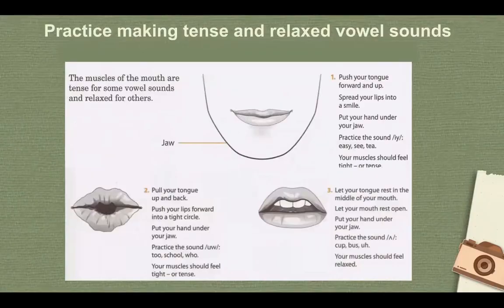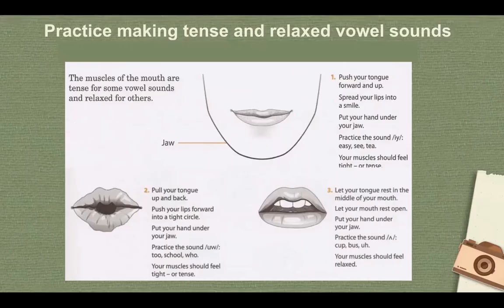Next, you also need to practice making tense and relaxed vowel sounds. Here we have 3 steps to practice making tense and relaxed vowel sounds. So look at the picture. You can see that the muscles of your mouth are tense for some vowel sounds and relaxed for others. The first step, you put your tongue forward and up, split your lips into a smile, and put your hands under your jaw and practice the sound /i/, like easy, seat. So your muscles should feel tight or tense.